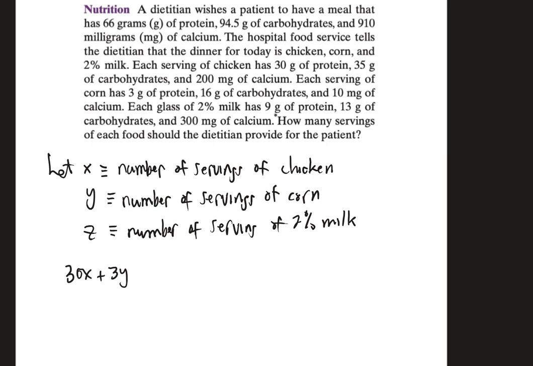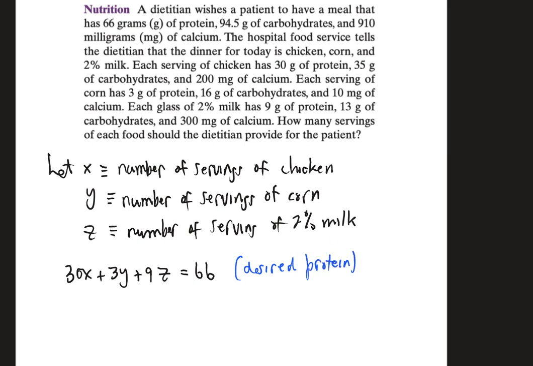Finally, let's look at how much protein is in one serving of the 2% milk. Well, it's 9 grams. So if I take 9 grams times that number of servings of the 2% milk, then in total I want to get 66 grams of protein. So this will be equal to 66, right? This is the amount of protein in the number of servings of chicken, this is the same for the corn, and this is for the milk. So basically that first equation is to make sure that we get the desired protein.